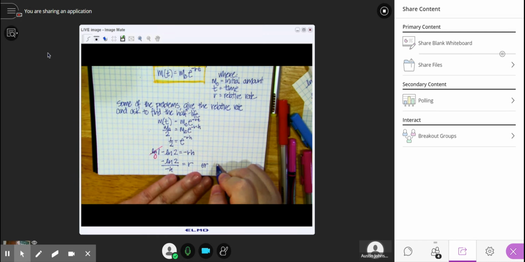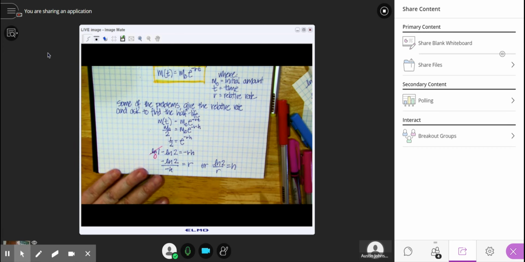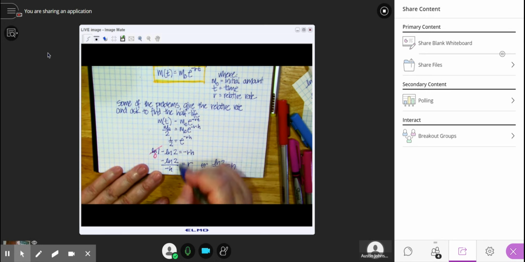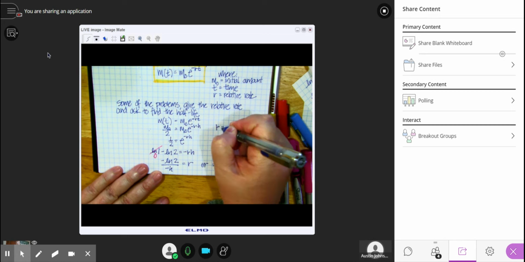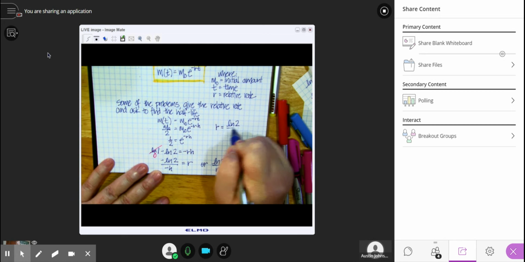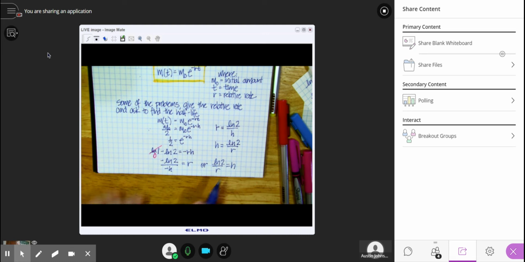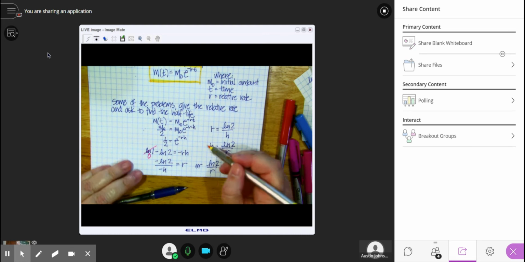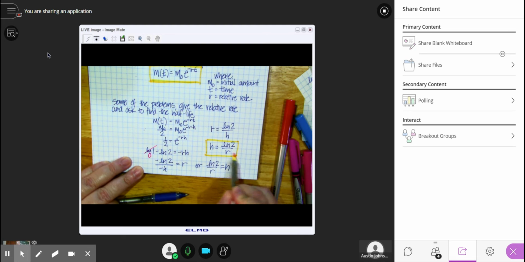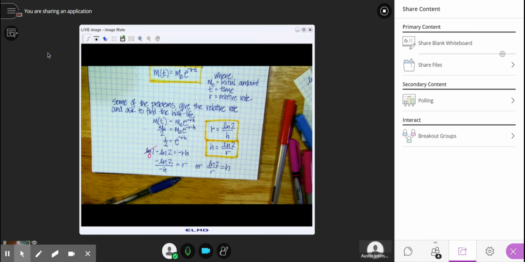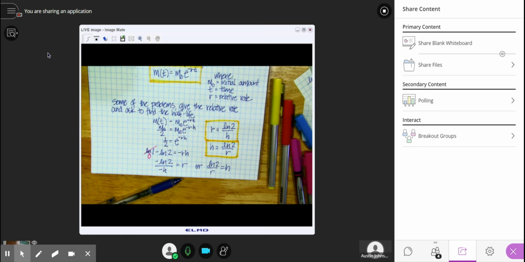So I actually have two little mini formulas. If I needed to find the relative rate, I could use ln2 over h. And if I need to find the half-life, I can find ln2 over r. So this one is what I would use to find the half-life. But if I had the half-life and I needed the relative rate, I could use ln2 over h. That's kind of slick.